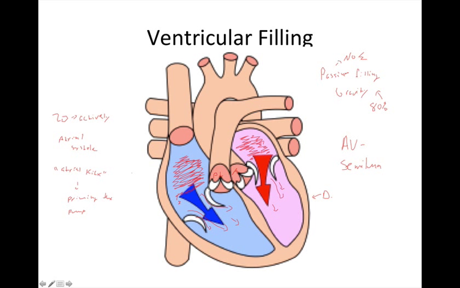Well, eventually, the atria are going to contract, and when they contract, remember, the muscles contract, the walls get smaller, and that's atrial systole, which forces the remaining 20% of blood down into the ventricles. Now, what's important about this is the forceful movement of that blood down into the ventricles causes the walls of the ventricles to stretch out a little more.